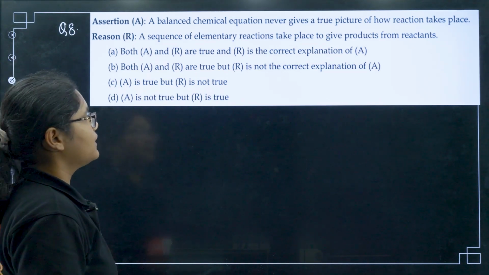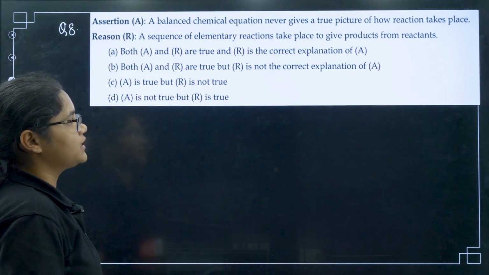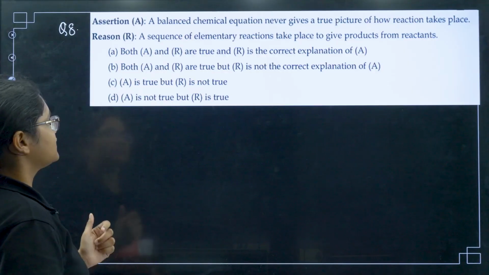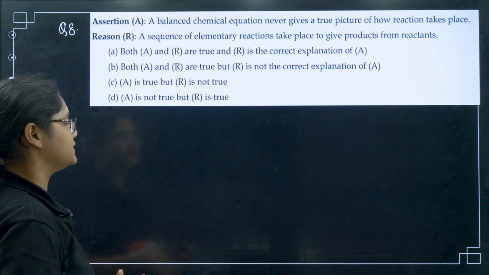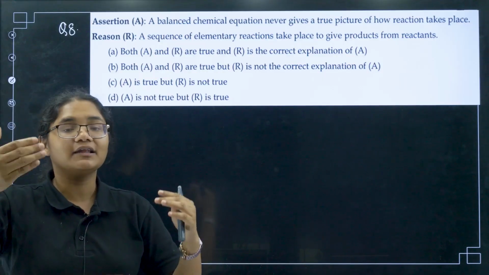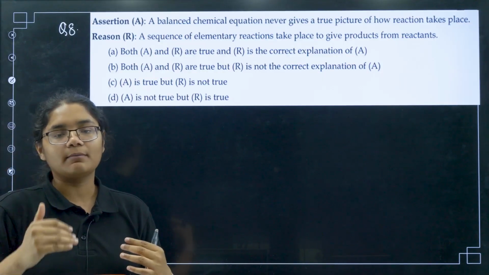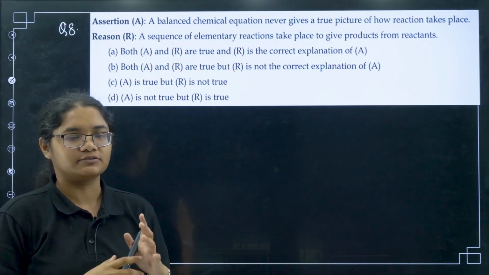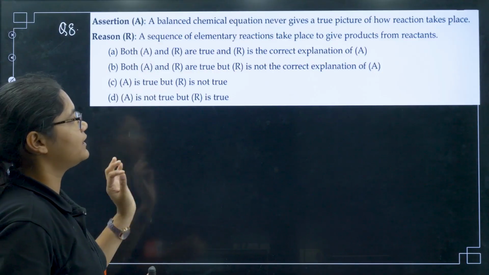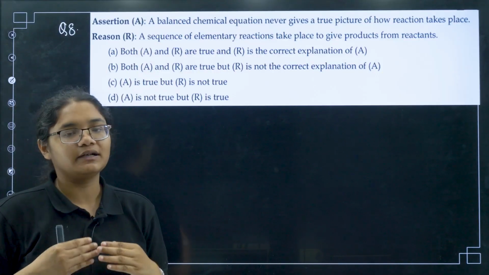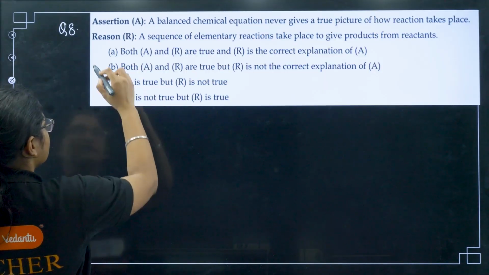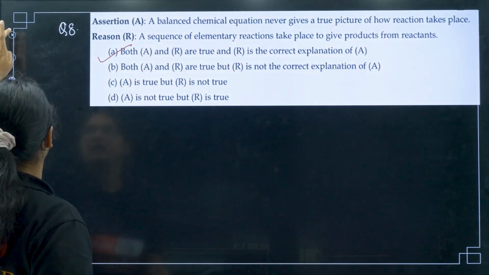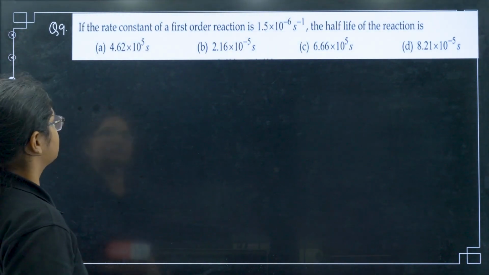Next, a balanced chemical equation never gives a true picture of how a reaction takes place. A sequence of elementary reactions take place to give the products from the reactants. Yes. So a balanced reaction is a final reaction, right? We don't know anything about the elementary steps in the reaction. So that is why a balanced reaction can never tell you about how a reaction will take place, because a sequence of elementary reactions takes place here. So both A and R are true, and A is the correct one, R is the explanation.